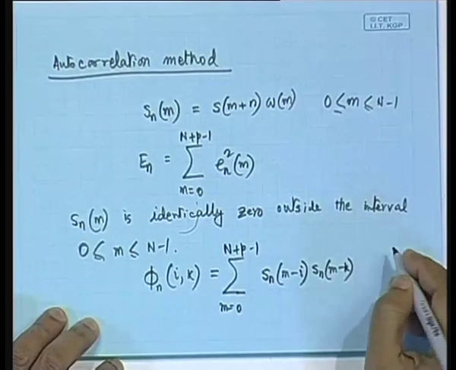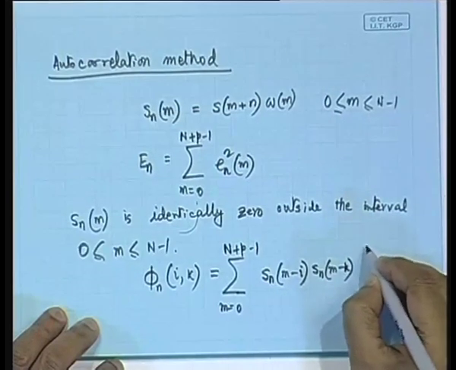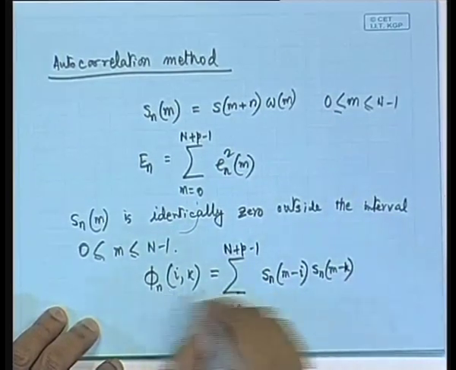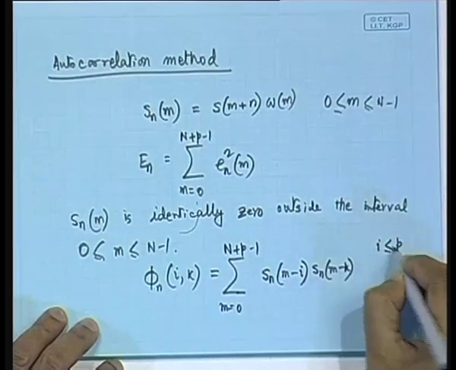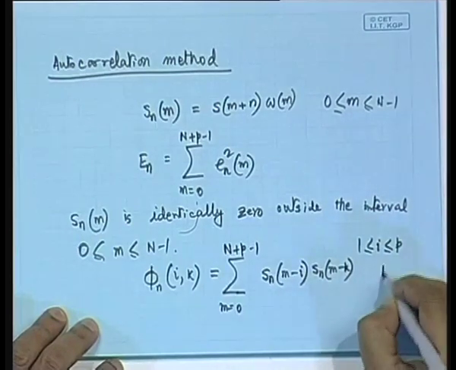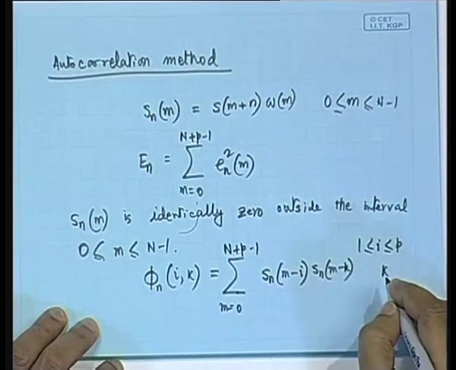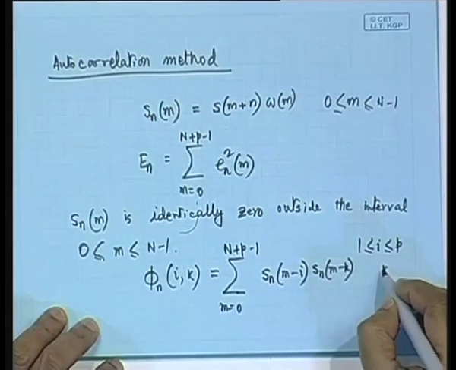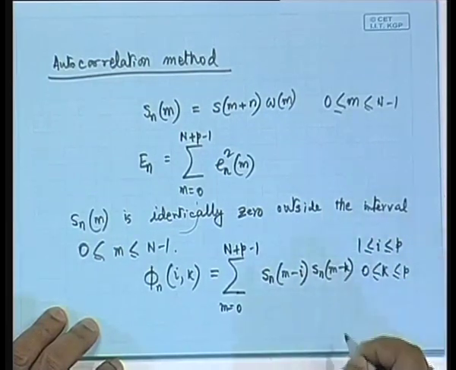And in this expression we have to say how many such i, k's are possible. Now i can vary between 1 and p, okay, and k is for the prediction, so k can also assume a value of 0. So k lies between 0 and p, right.